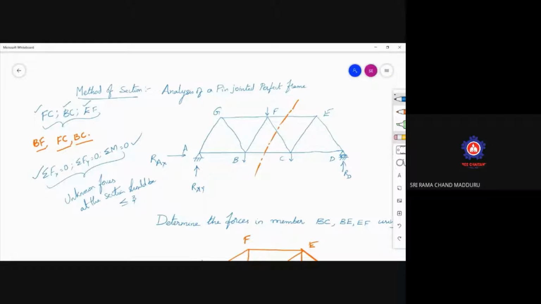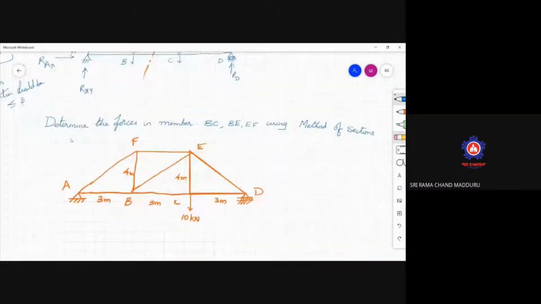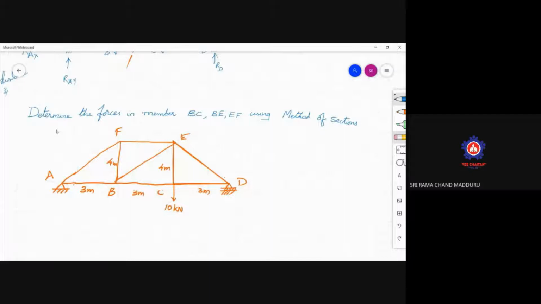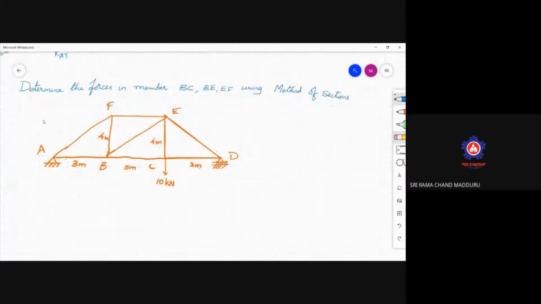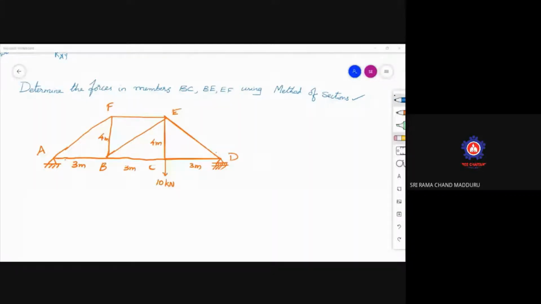If we are going to analyze, it means that we are calculating the magnitude as well as the nature of the force. So today in this class, we are observing how to solve a problem regarding pin-jointed perfect frames using the method of sections. Please note down the problem. Determine the forces in members BC, BE, EF using method of sections.